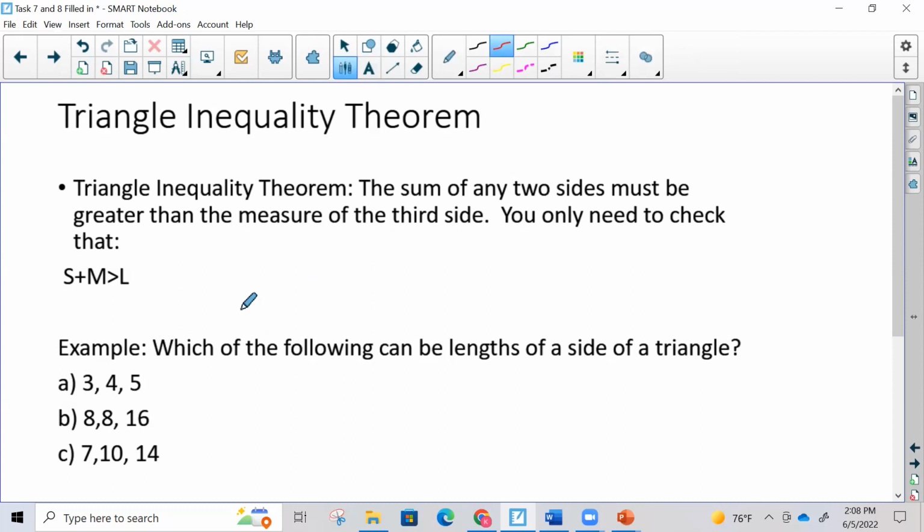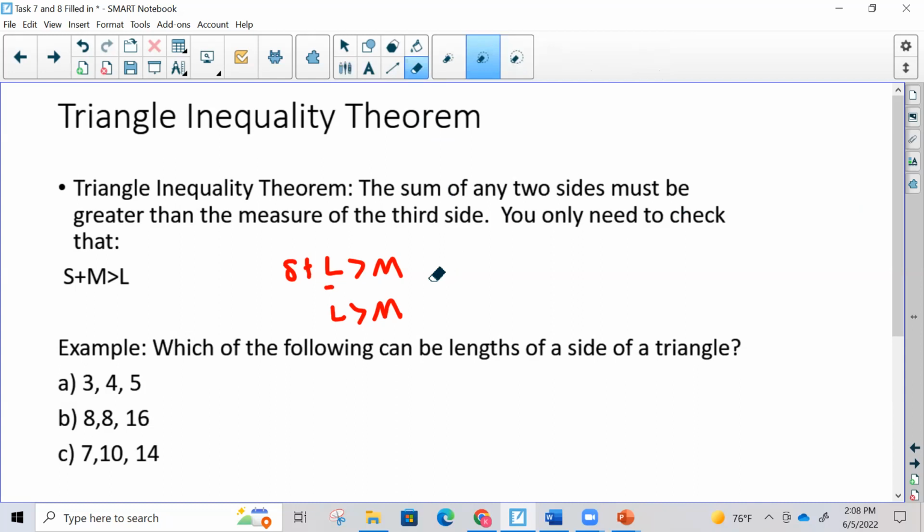Now, we only need to check that the small plus the medium is greater than the large. And if you think about it, the reason is that, okay, if I am checking the medium plus the large, that has to be greater than the small because we know both of them are greater than the small. And if I do small plus large, well, that has to be greater than the medium because the large is already greater than the medium by definition. And so the only one we have to check is that the small plus the medium side is greater than the large, because that's the only one that could possibly fail.